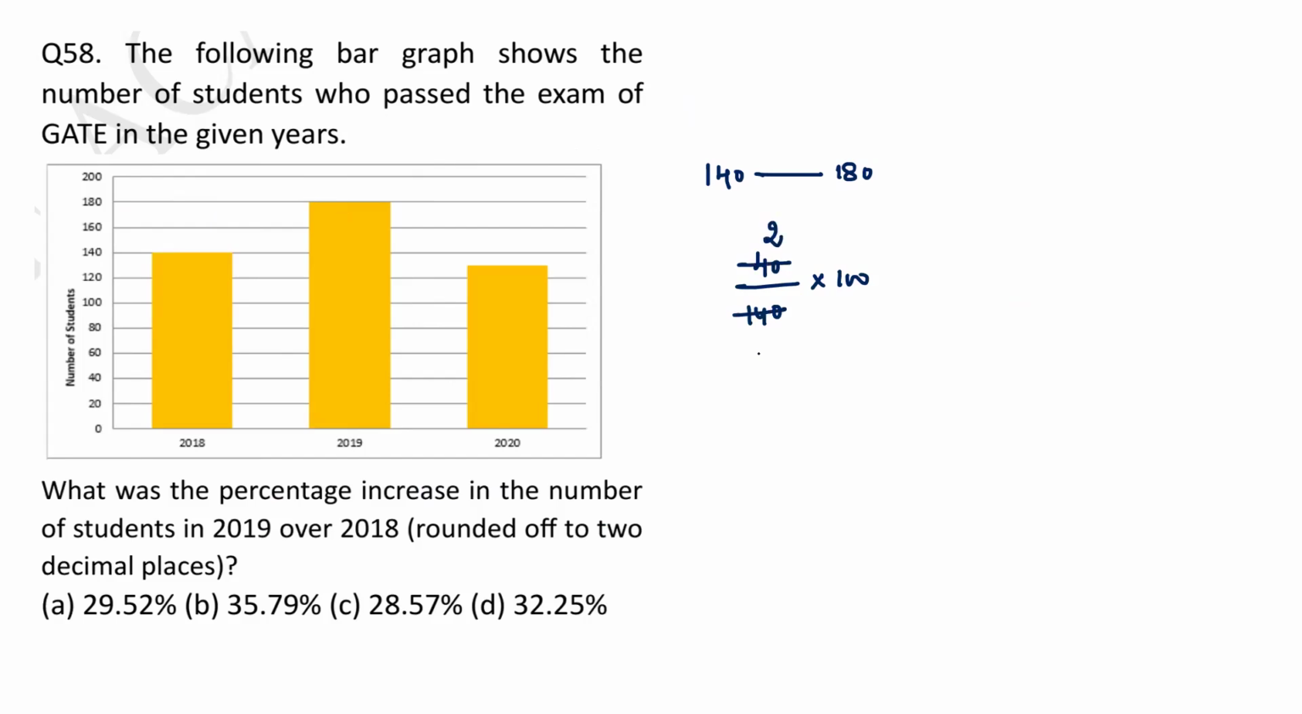0, 0 cancel, 2s are 2, 7s. We all know 1 by 7 is 14.28. You double it. If you want 2 by 7, it's going to be 28.57%. So the answer is 28.57%.